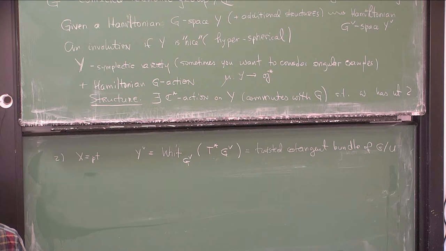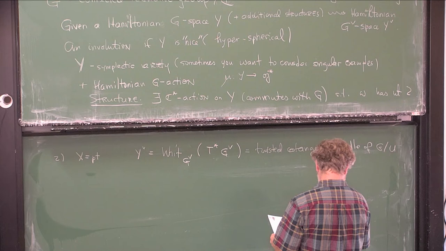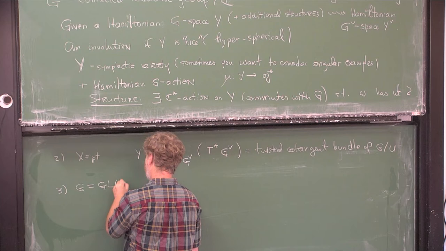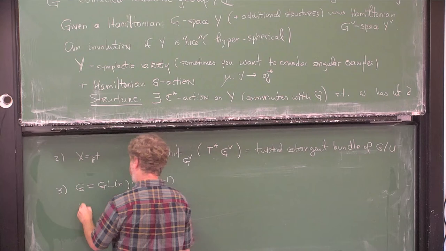So let me maybe do two more examples. Just again, the purpose of those examples is to show that this thing behaves in a strange way, and then I also mentioned this column branch stuff. So example number three is the following. Suppose that G is the group GL_n times GL_{n-1}. And I'll take X to be just GL_n.